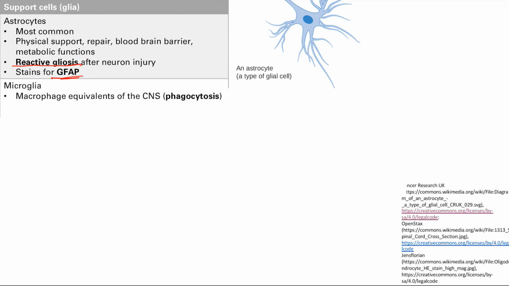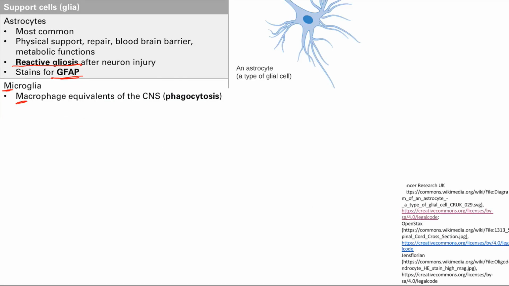The next one is a microglia. These are macrophage equivalents of the CNS, so thus they do phagocytosis of debris and stuff you don't want. So basically microglia, macrophage, very easy.